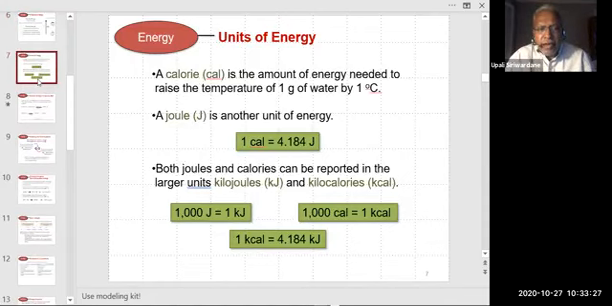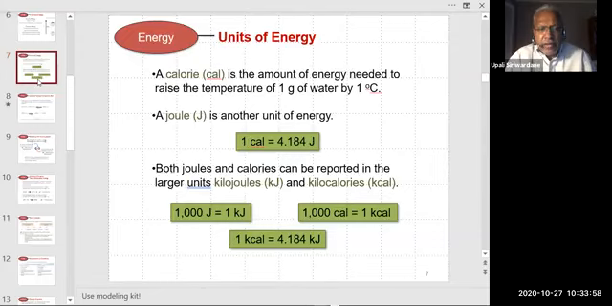Units of energy are important. A calorie is defined as the amount of energy needed to raise the temperature of 1 gram of water by 1 degree Celsius. Another unit for heat energy is joules. Calories are mainly used for heat. The general form of energy unit is joules. Joules apply to many things.